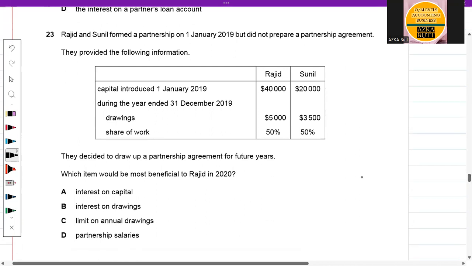Okay, so now we have to see this question. Rajat and Sony.